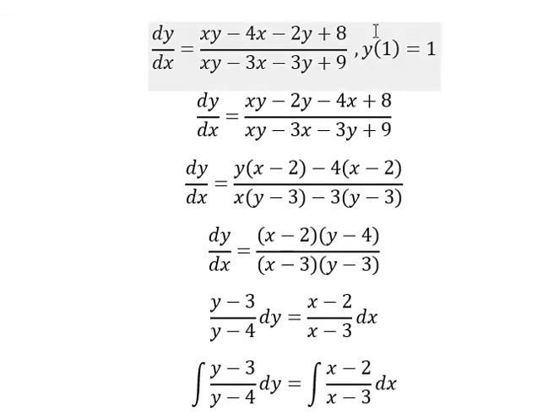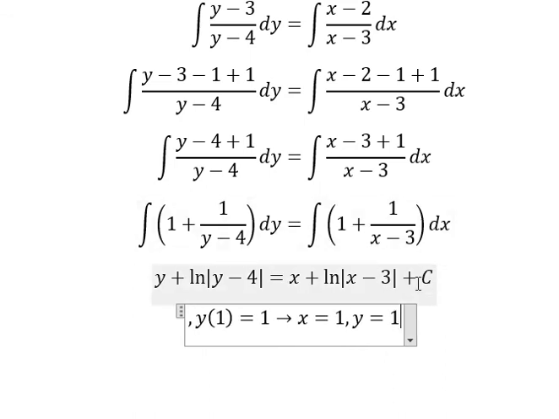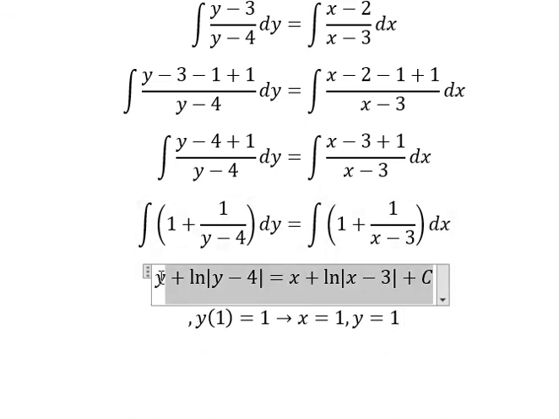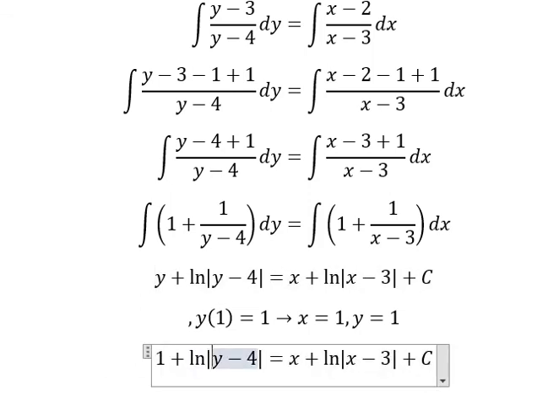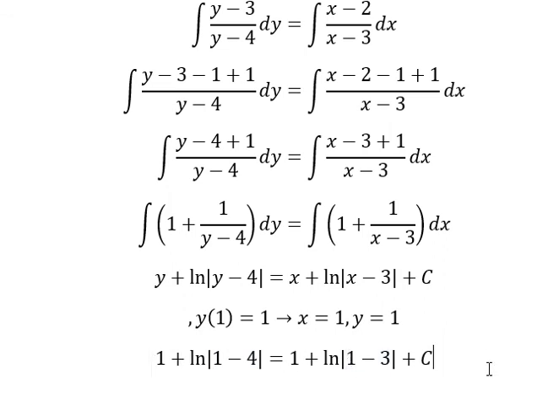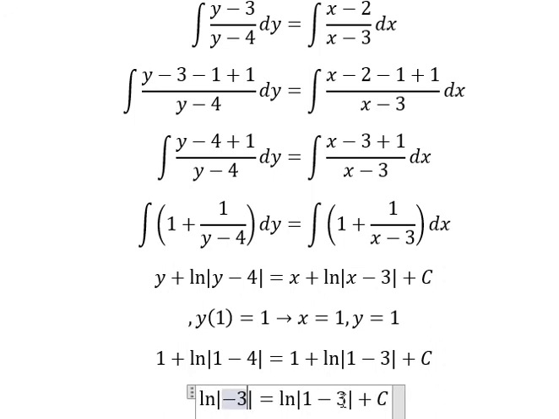Now we have the conditions. That means s equal to number 1, y equals to number 1. So we can find the value of c in here. So we put number 1 in here. So 1 eliminate number 1 in here. 1 minus 4 is about negative number 3. Negative number 2.